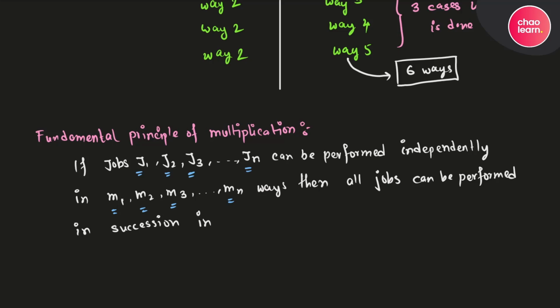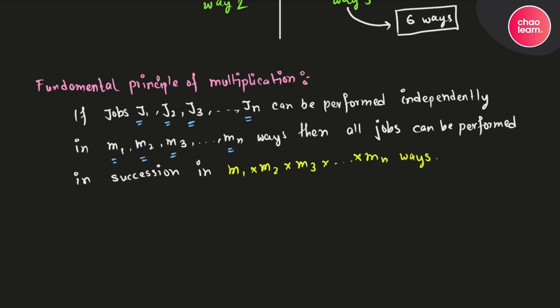in M1 multiplied by M2 multiplied by M3 all the way up to Mn ways. So if there are jobs J1, J2, J3, Jn that could be performed in M1, M2, M3 up to Mn ways independently, then the jobs together in succession, one after another, could be performed in M1 multiplied by M2 multiplied by M3 multiplied by all up to Mn ways, right? So it's a bit tricky to understand from the statement. So let me take Peter's example again. So here's again our friend Peter.